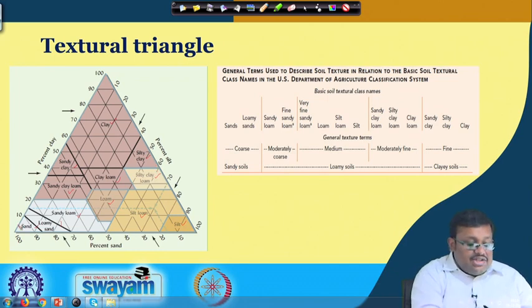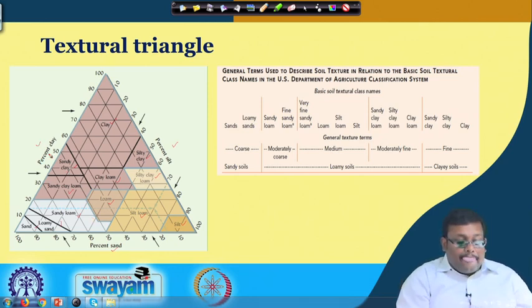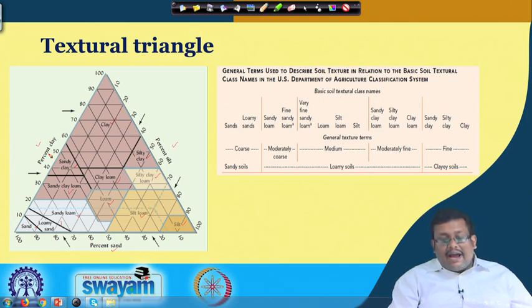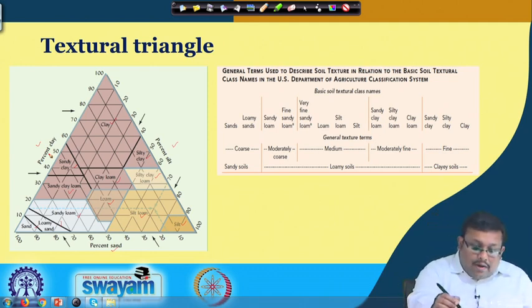And as you can see, on each of the sides of this textural triangle, the percent of silt is distributed on this side, percent sand is distributed on this side, and percent of clay is distributed on this side, starting from 0 to 100%. And remember that all these percentages of sand, silt and clay add up to 100%. So, if we know only 2 of them, you can obviously calculate the third one. Alright.